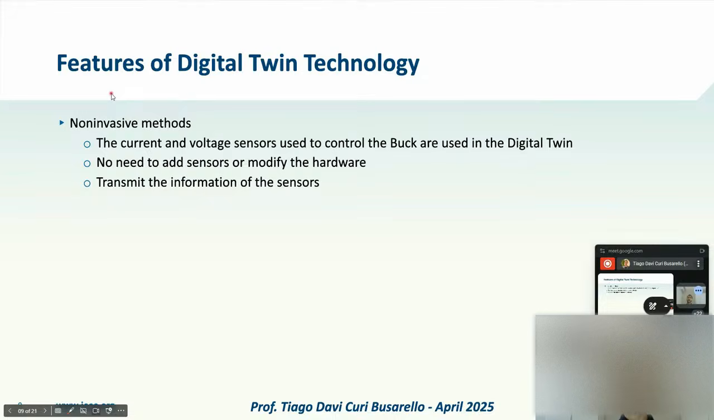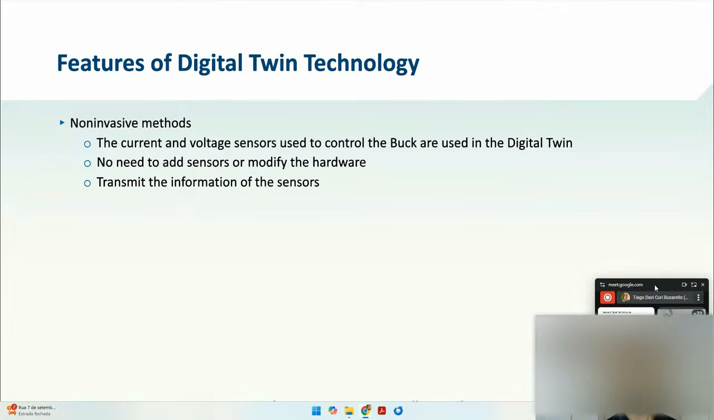Features of digital twin. We have non-invasive methods in which the current and voltage sensors used to control the buck are used in the digital twin. It means that we are not adding or modifying the hardware in order to have the virtual part. We are just using the information of the sensors that already exist in the physical setup and transmitting this information to the virtual part. It means that we have non-invasive methods.